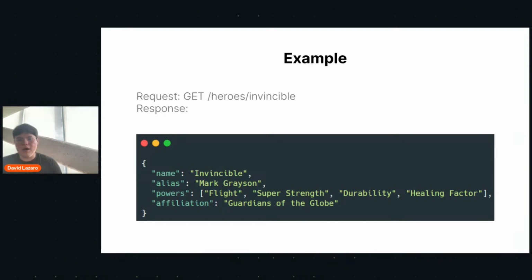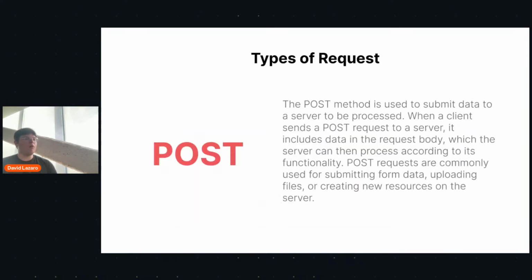We call them JSONs, and basically they are just a format that stores information in a key value way. For example, we have the name Invincible, alias Mark Grayson, powers: flight, super strength, durability, healing factor, and affiliation, Guardians of the Globe. Also, we usually use GET for retrieving information.